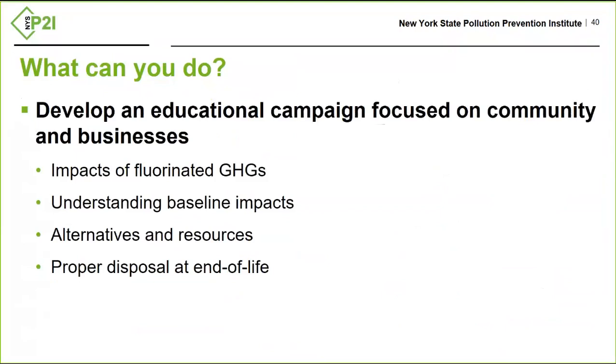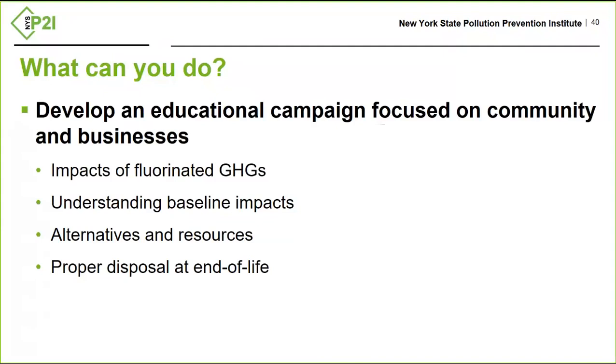You can educate on the impacts of fluorinated GHGs, understanding the baseline impacts, in other words, looking at what your system already does to understand where you can improve, looking at what alternatives exist, what resources are available to look at alternatives, and then proper disposal at end of life, all the things that we've just spoken about. So what businesses would you focus on?